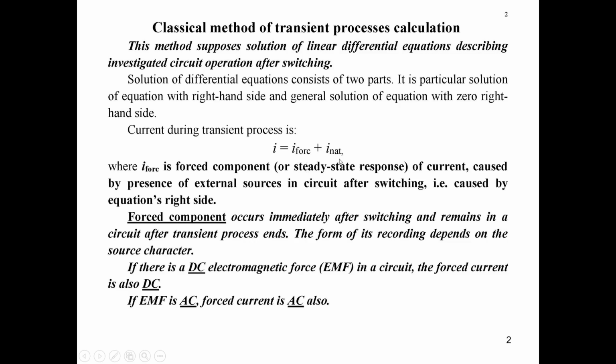The forced component is determined just by the character of a source. If the source of electromagnetic energy is DC, the forced component will possess DC character. If it is AC, it will possess AC character, and if the source is disconnected after commutation, it will be equal to 0. The natural component depends only on the type of circuit. It does not depend on the type of source.